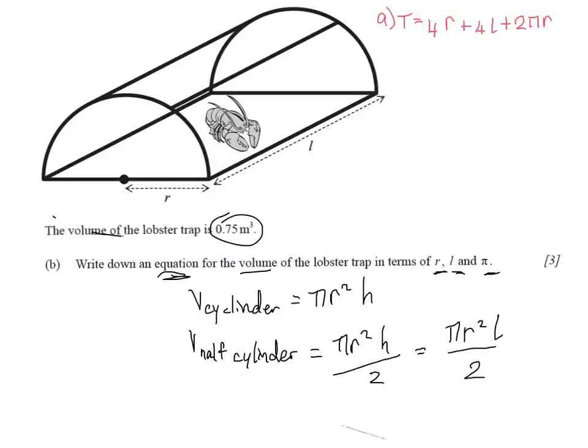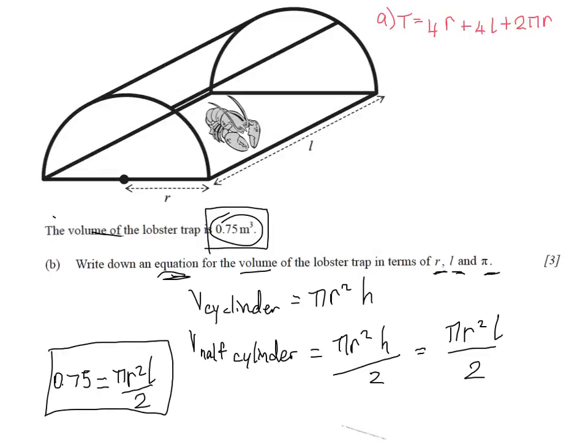As we were told before this part of the question started, the volume of this cylinder is 0.75 meters cubed, which means that our volume, 0.75 meters cubed, is equal to that expression, pi r squared L over 2, that we just came up with. And that is our answer for part B. We've given an equation, because there's an equal sign, for the volume in terms of R, L, and pi.